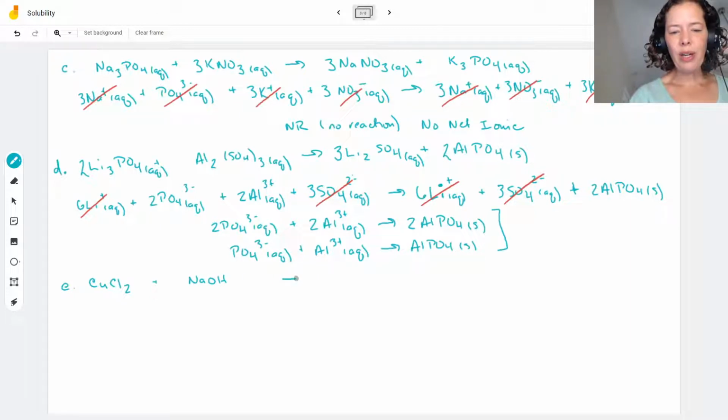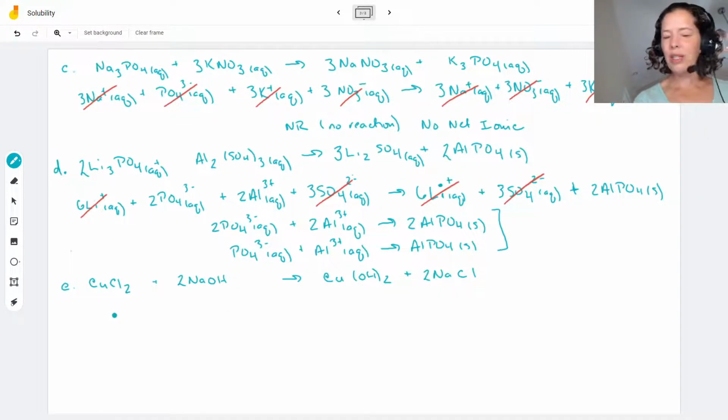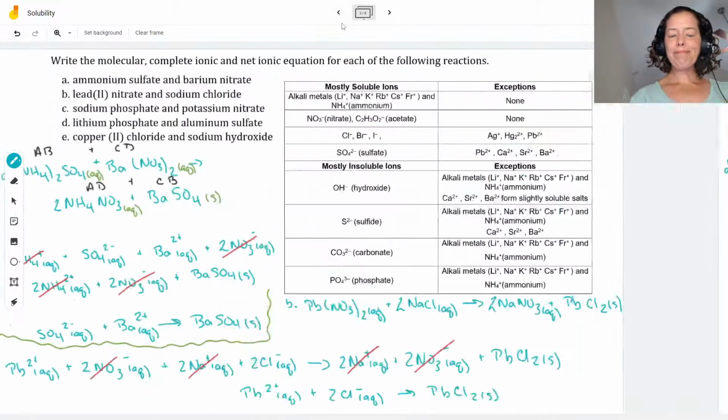All right, let's get products first. So let's do our flip-flop. We'll get our copper 2 hydroxide, and we've got sodium chloride. Now let's balance. I need 2 hydroxides. Now I need 2 sodiums, which means 2 chlorines, and I've already got that. Okay, that's great. Now let's determine solubility.